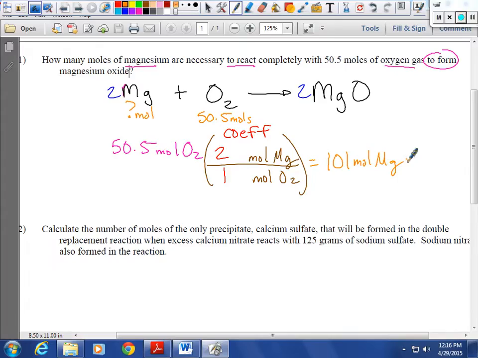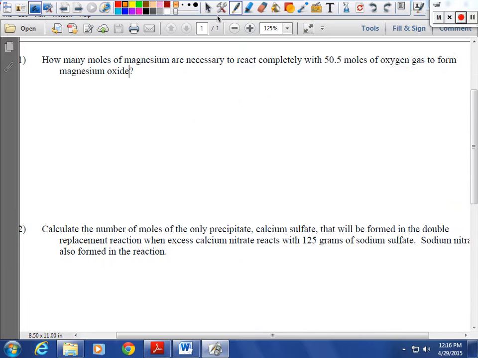Yes. I want to go one step further just to show you. You do not have to do this, but I just want to show you if you had to actually have the mass of this. It's 101 times 24.31. And the reason I know it's times is because moles is on bottom, grams is on top, right? So 24.31. That would make me have to have 2,455 grams of magnesium. Is that a lot or a little? That's a whole lot of grams of magnesium, okay? So just kind of showing you how these things work. But the final correct answer is 101 moles of magnesium. Okay? So that's problem number 1.